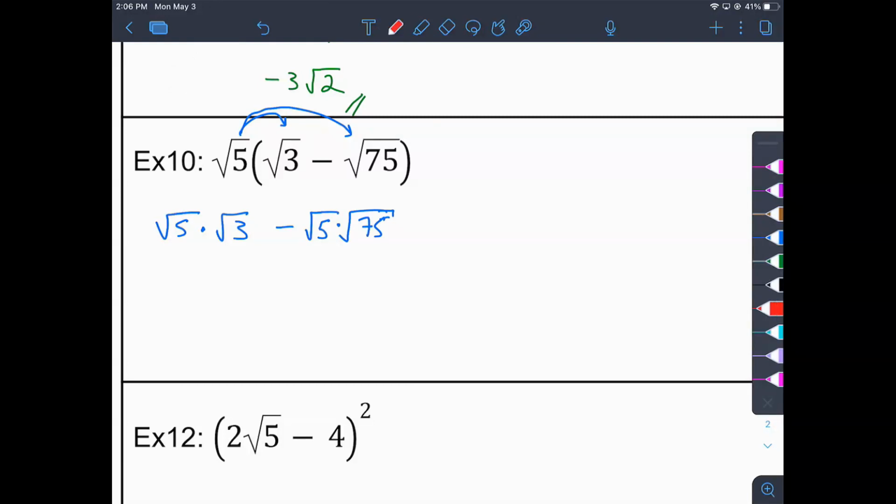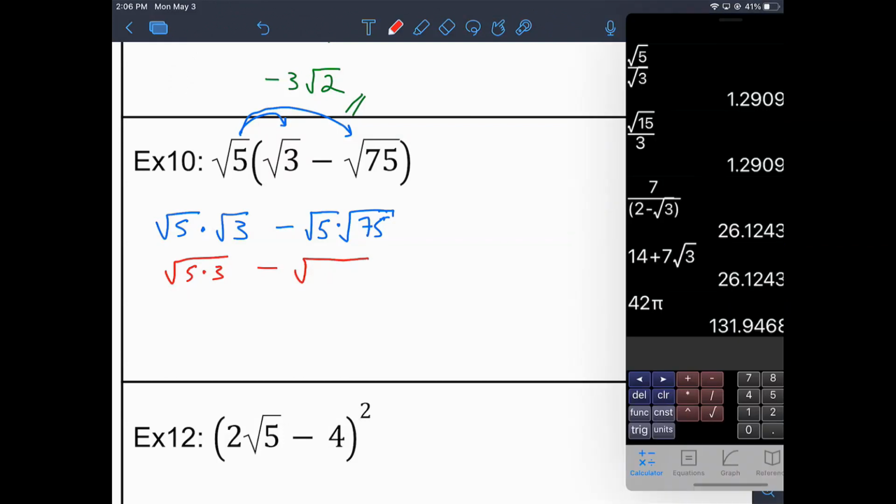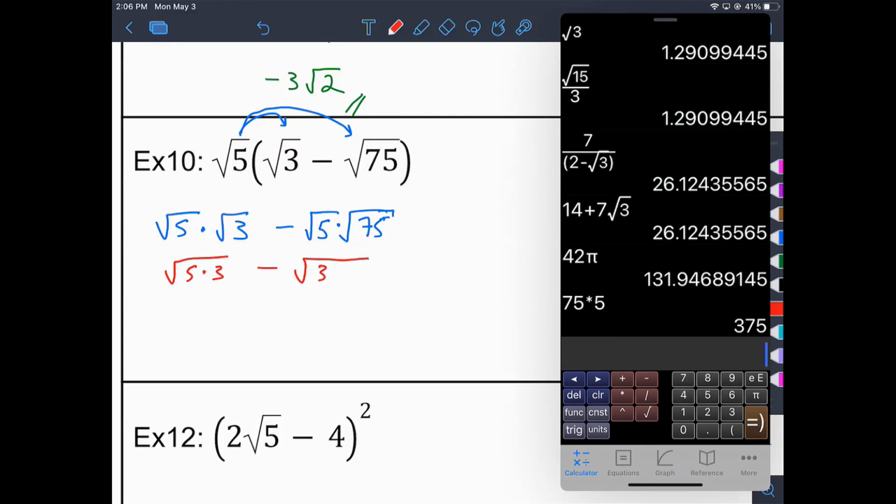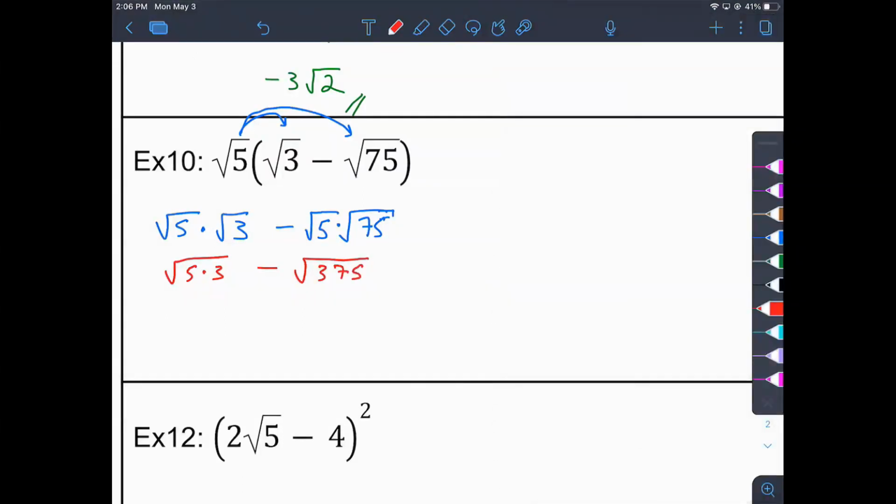We've learned previously that if two roots are multiplied together, you can write them under a single root. 5 times 75. I'm sure I could do that in my head, but there we go. 375. And I probably should have just combined those two to make 15. So now I got to figure out, can I reduce this any further? Because 15 only breaks down into 5 and 3. Definitely no whole numbers to pull out.